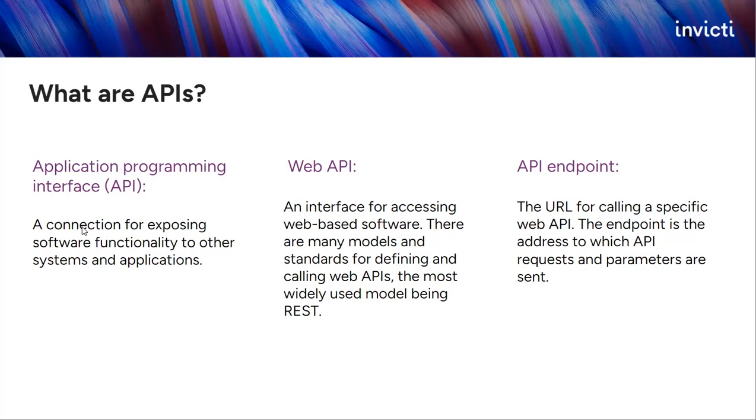Another key point here is the API endpoint, that's important to know. This is the URL for actually calling or talking to a specific web API. The endpoint is the address to which API requests and parameters are being sent. So, just an interesting anecdote here. The first production example of a web API was Salesforce back in 2000.